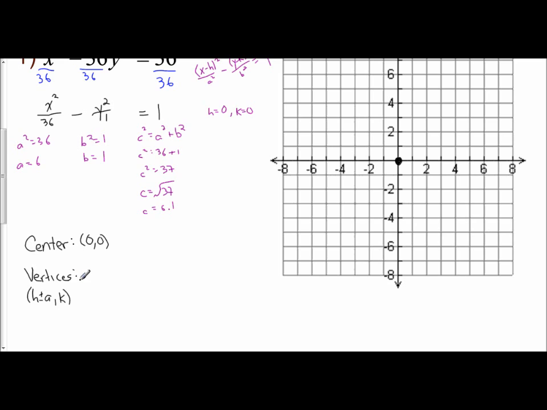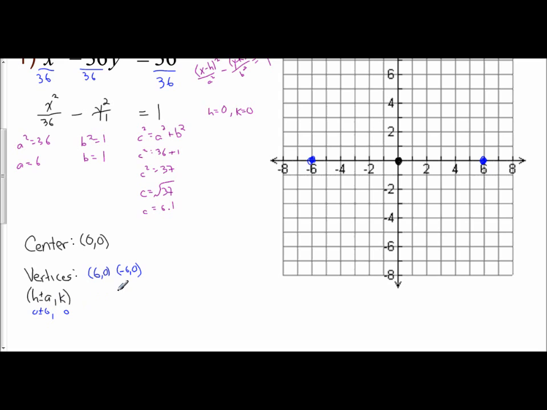Now, personally, I don't want to use the formulas. I want to know the concepts. And the concept says that the distance from the center to each vertex is a units. So I could just count 6 units to the right. Now mark them in blue. So 6 units to the right from the center, 6 units left from the center. And so I can see right away, well, hey, my coordinates for the vertices are 6, 0 and negative 6, 0. You want to use the formula, you can, because your center is 0, 0, so that's h and k. Your a value is 6, so it's 0 plus or minus 6, comma k. 0 plus 6 is 6, 0 minus 6 is negative 6.